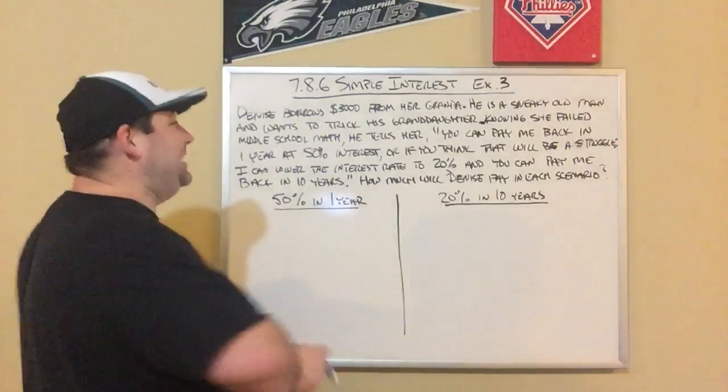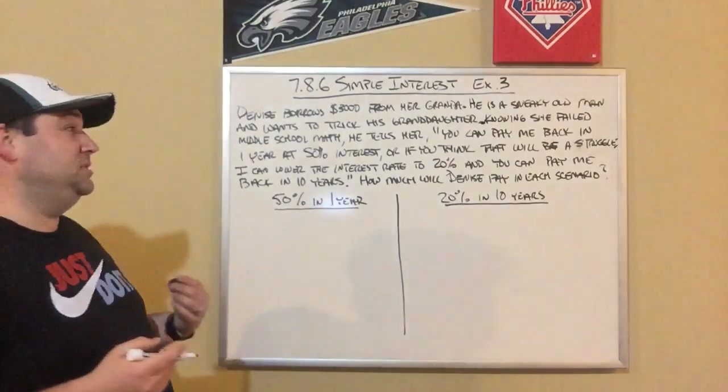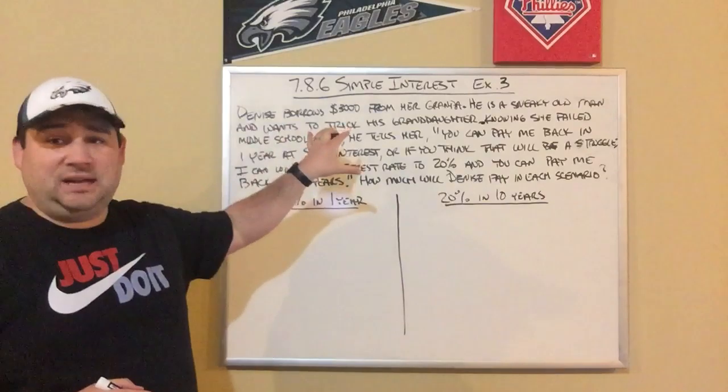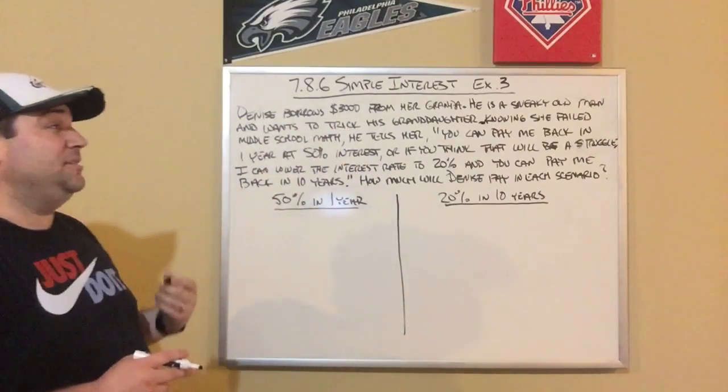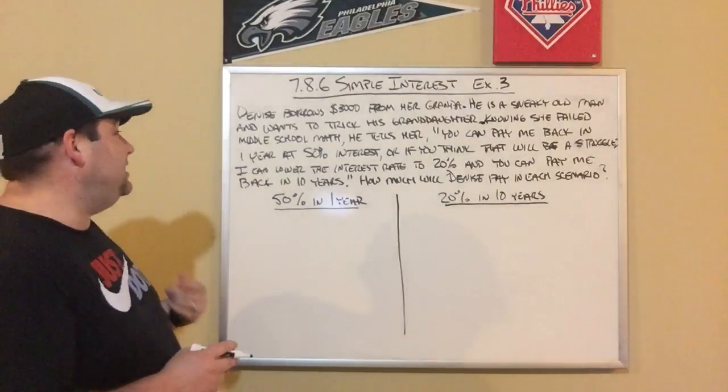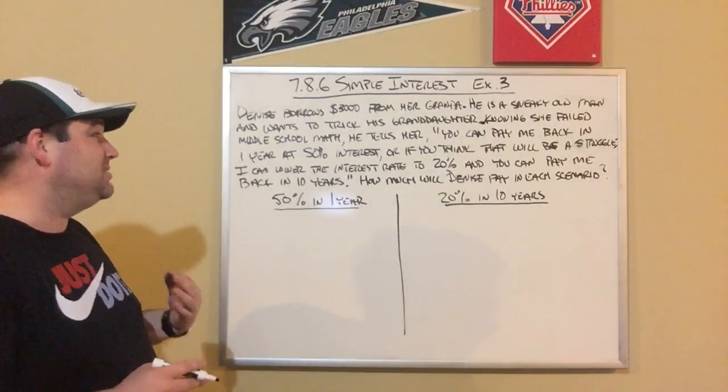Okay, 7th grade. We got example 3 on simple interest. It took me forever to copy this problem down onto the board here. Denise borrows $3,000 from her grandpa. He is a sneaky old man and wants to trick his granddaughter.